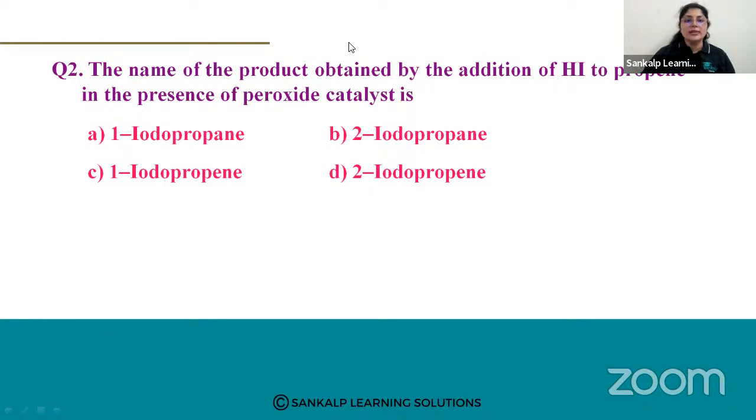Next question: the name of the product obtained by the addition of HI to propene in the presence of a peroxide catalyst is? I'll write the structure of propene, CH3-CH=CH2, plus HI. HI is hydrogen iodide, and propene is an unsymmetrical alkene. On the arrow, peroxide is written. So what rule will it follow, and what will be the answer?